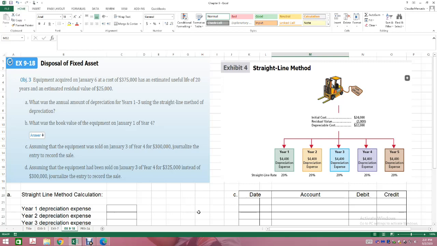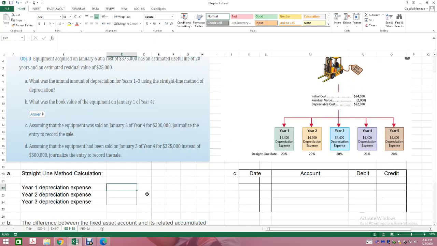of depreciation? Okay? So to calculate the straight line method, what you basically do here is in this example, you get your initial cost minus your residual value. That's going to give you your depreciable cost. And then once you've got your depreciable cost, you divide it evenly amongst the years. Okay?